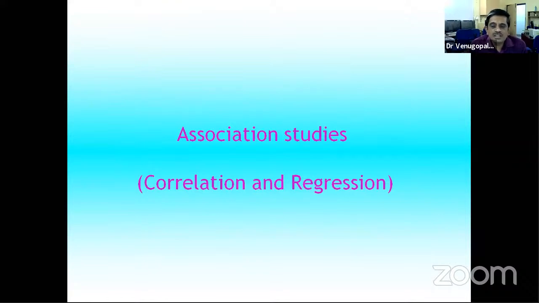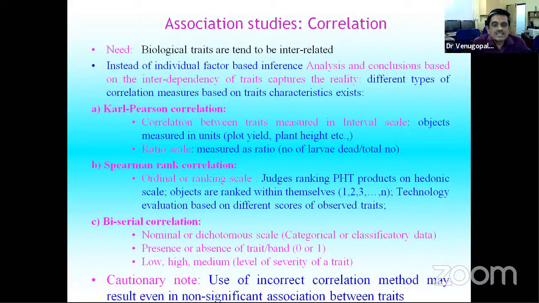Now let me turn my attention to association studies. So far what we have seen is working out the basic measures or conducting analysis of variance for each trait. But the biological traits are interrelated among themselves. So instead of taking individual factor-based inference, it is mostly desired by the researchers to capture the interrelation and try to come out with some inference of a holistic nature.